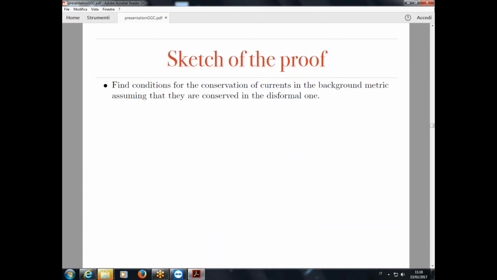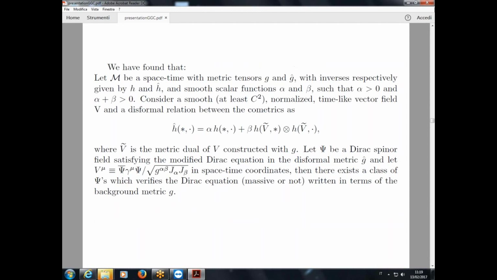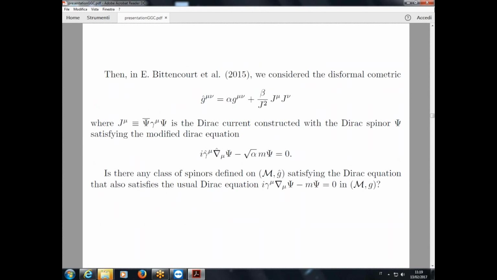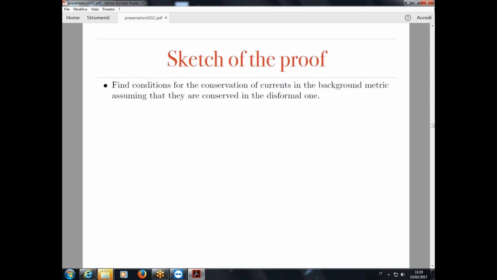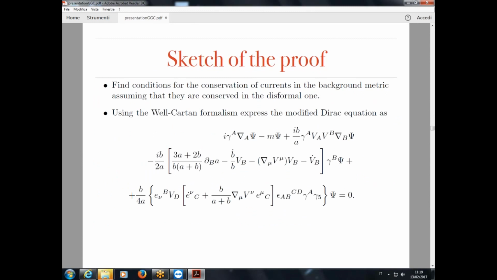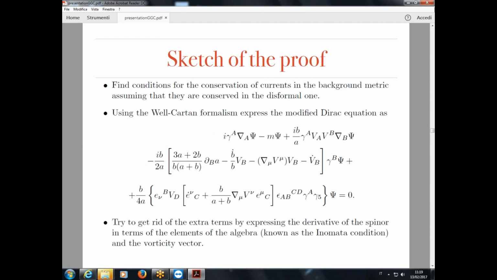The sketch of the proof, it's really long, but we can more or less grasp the idea, is that you need to write this equation here, this one, use tetrads and the relation between the two tetrads of G and G hat. And then once you do this, you can express that equation as this huge equation, but you can see that the first two terms are exactly the Dirac equation in the background metric. So what we need is to cancel everything else to have the Dirac equation in the background metric. If you can write the derivative of the spinor in terms of the elements of the Clifford algebra, this is known as the Inomata condition. But in our case, since you have a covariant derivative here and the antisymmetric tensor, you're going to get the vorticity term. So we generalized the Inomata condition, including vorticity.